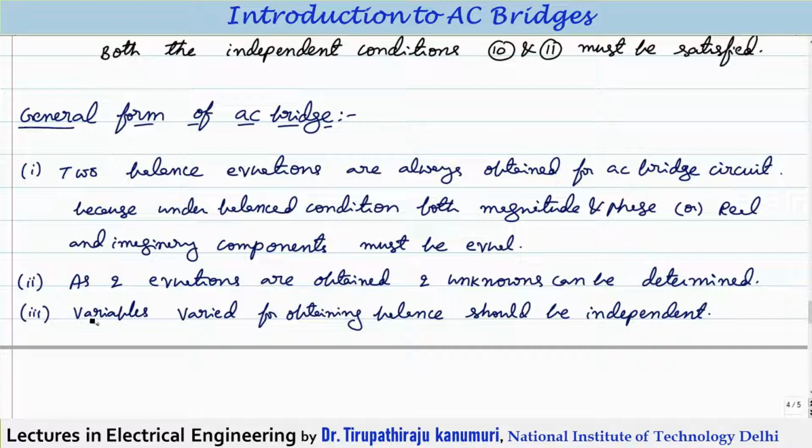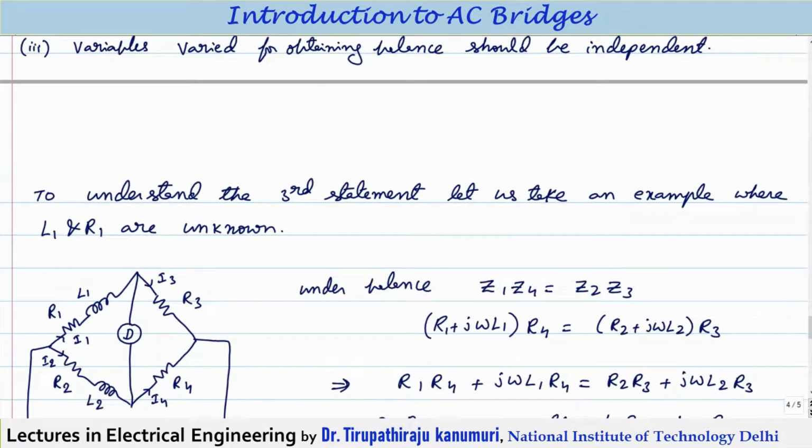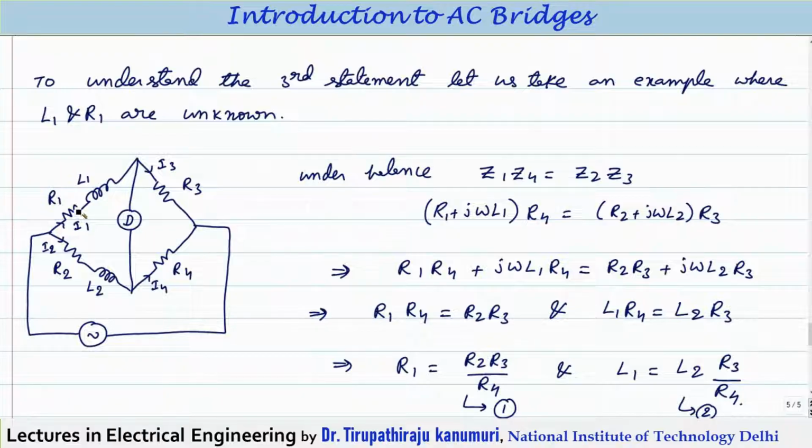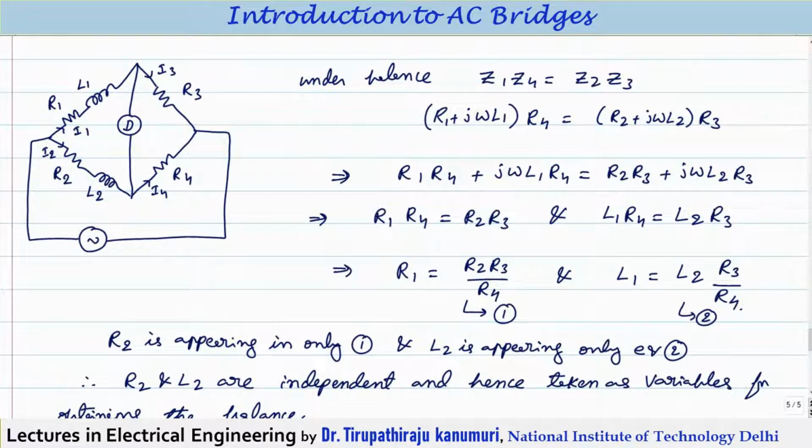The third condition which should be satisfied is that the variables that are varied for obtaining the balance should be independent of each other. This statement will be confusing, so let us take one example. Let us take, for example, that I don't know the value of R1 and L1. I want to find the value of R1 and L1. Let us assume I have kept a circuit here with R2, L2, R3 and R4. Here these are pure resistors and two impedances are there. Let us take this example only to make the analysis and understand the concept. Under balance condition we know the product of the opposite branch impedances will be the same.